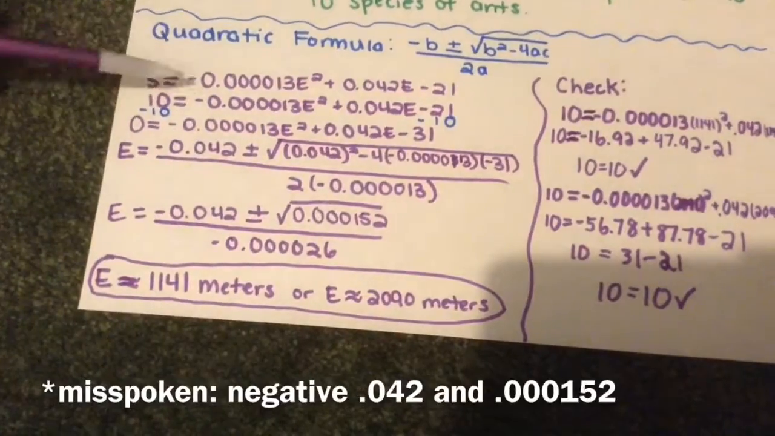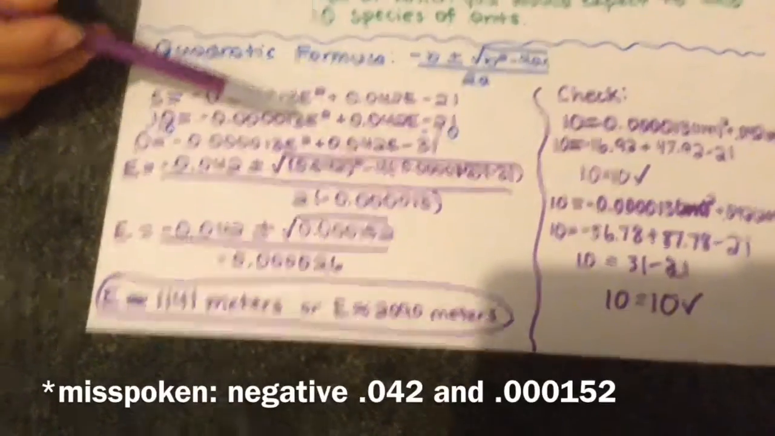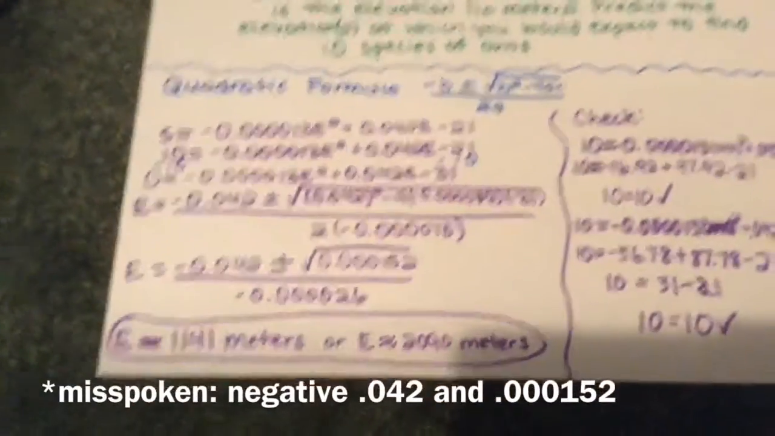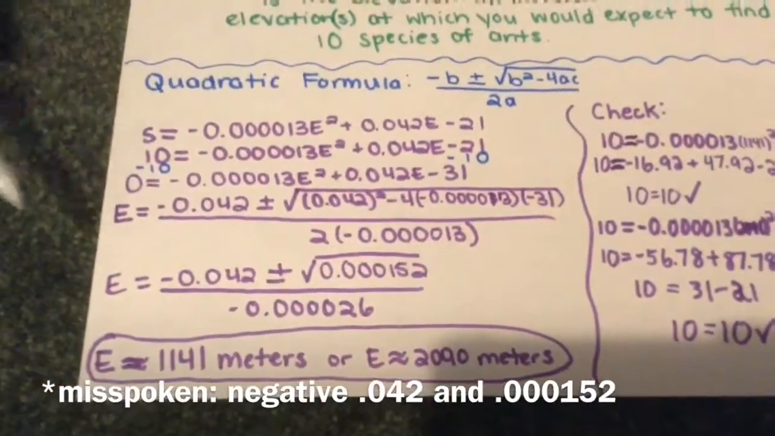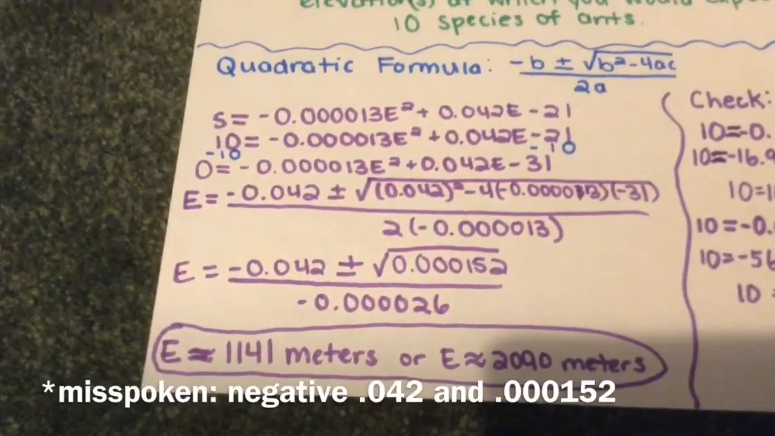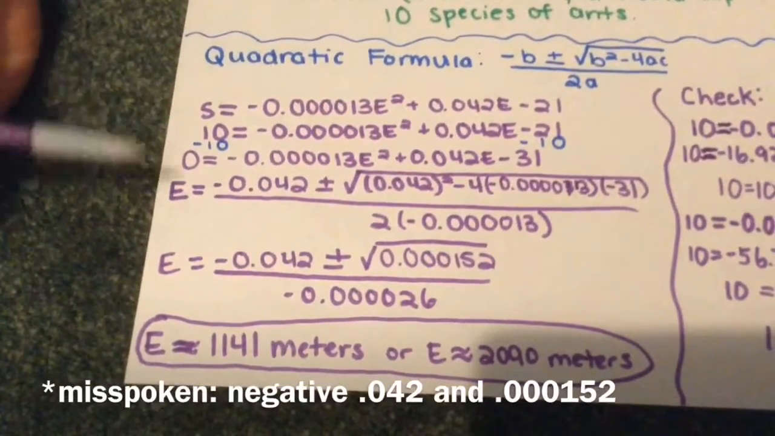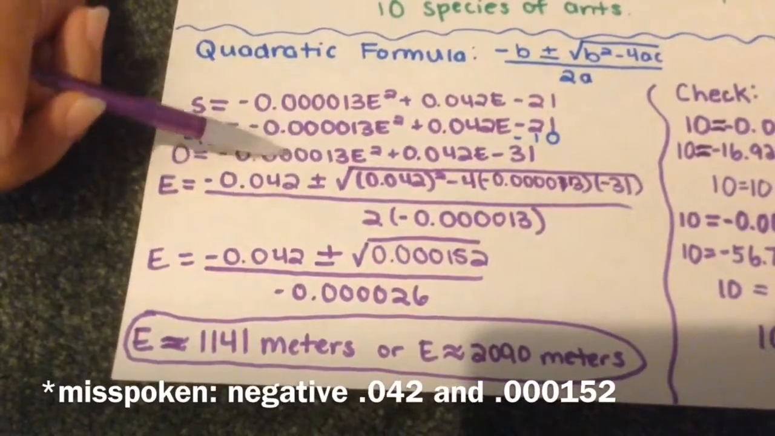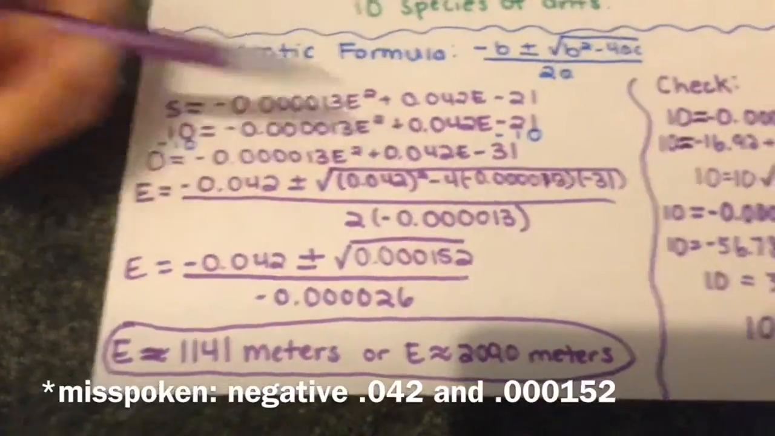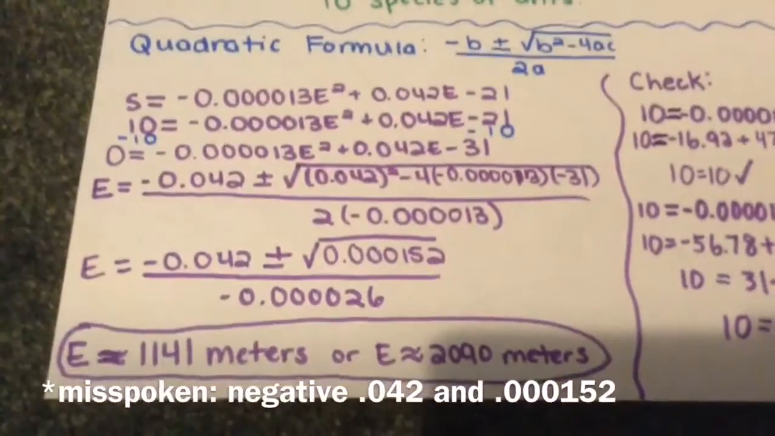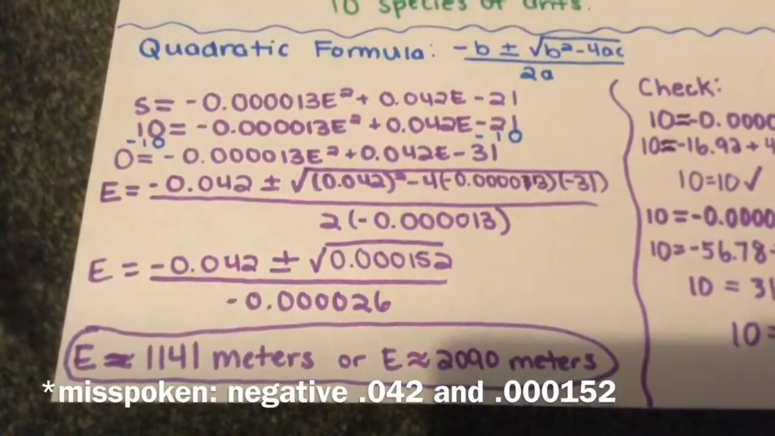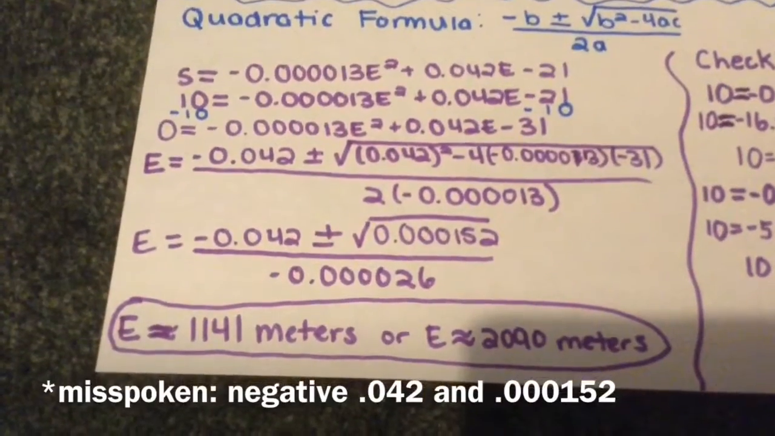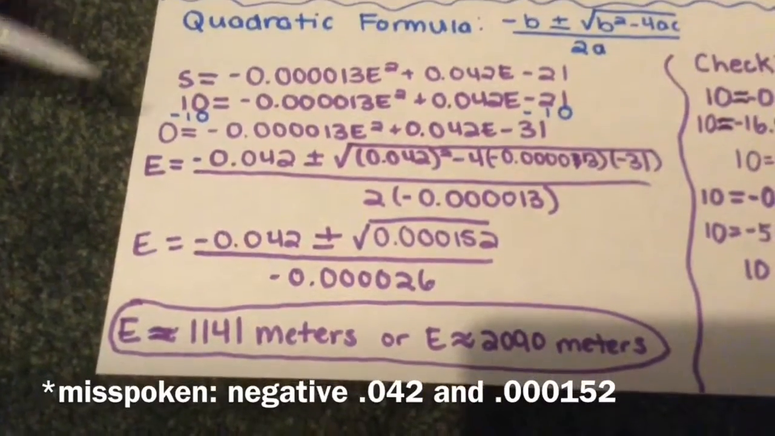So 10 equals negative 0.000013 e squared plus 0.042 e minus 21. Then you would subtract 10 from each side. So this will equal 0. So it'd be 0 equals negative 0.000013 e squared plus 0.042 e minus 31. And then, because it's now equal to 0, you can input it into your quadratic formula.